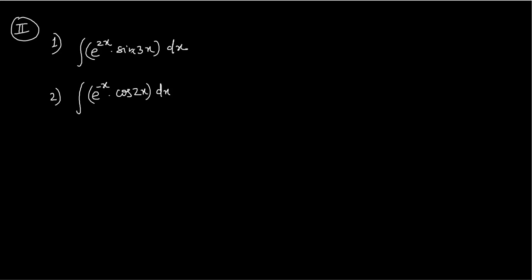The first thing is you will change the order of the functions. You know, sine 3x is a trigonometric function. It has to be before the exponential function. So you will change the order and then you will go ahead.